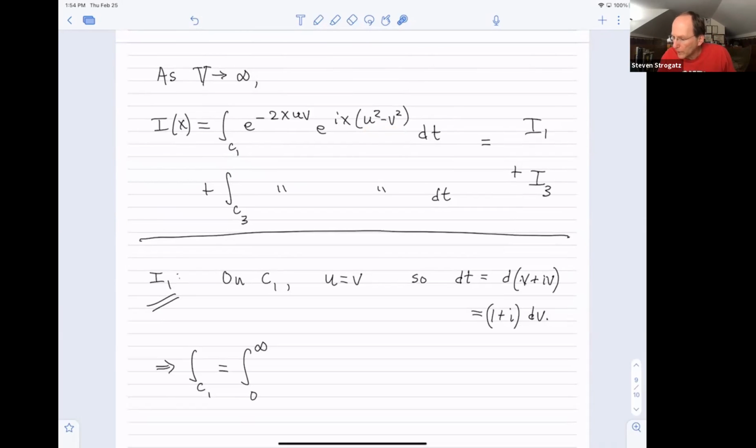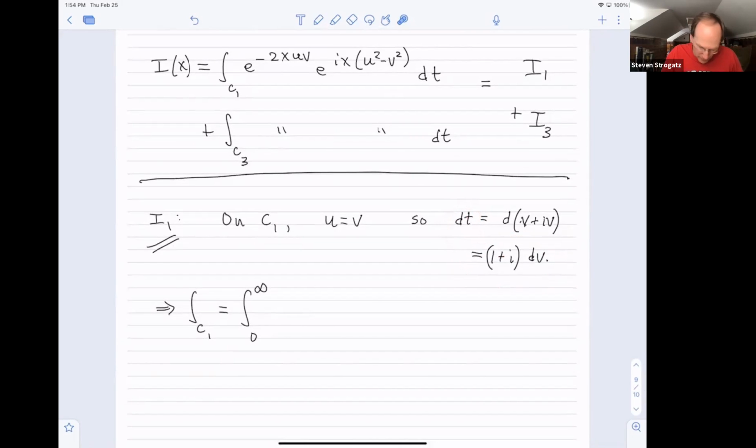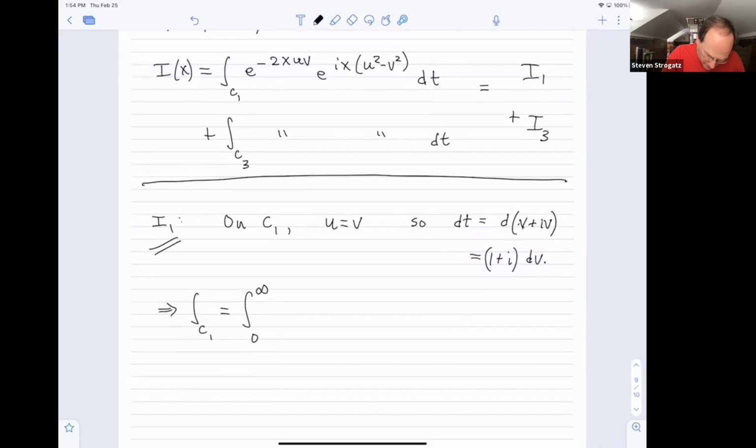Right? So this will boil down to, and then I've also replaced the dt now with this little calculation for dt. So this is giving me the integral from 0 to infinity of e to the minus 2x. Since u equals v, this just becomes 2x times v squared. This term, e to the ix, u equals v, so this is 0. This is e to the 0, which is 1. So I don't even have to write it. And then times dv, which is my, sorry, times the dt, which is 1 plus i dv.